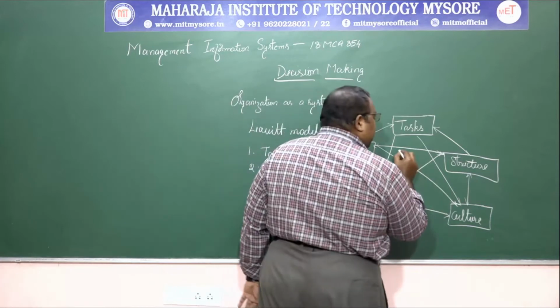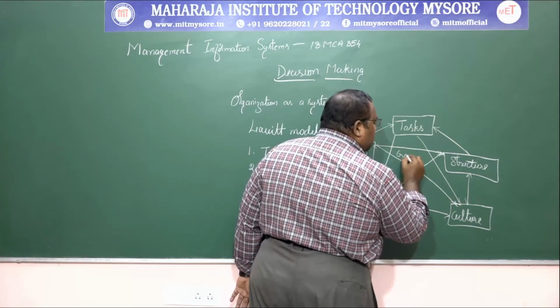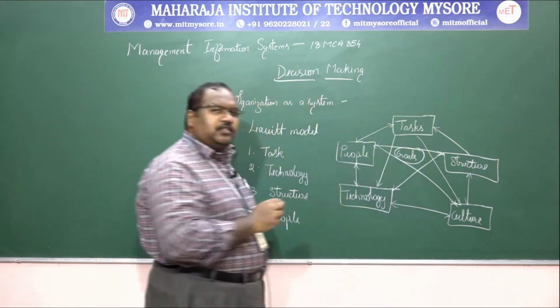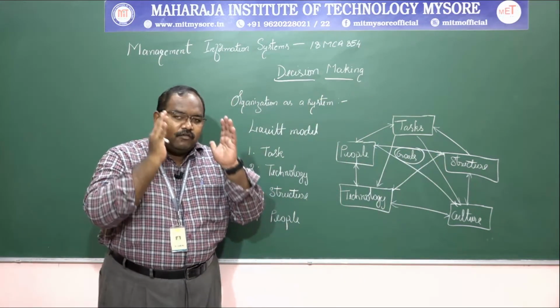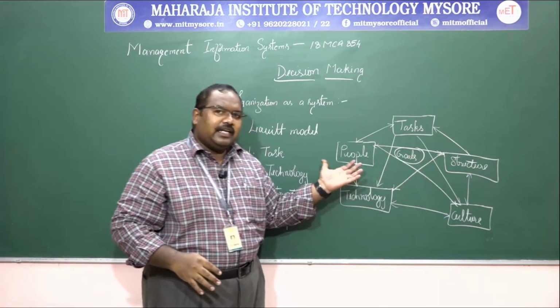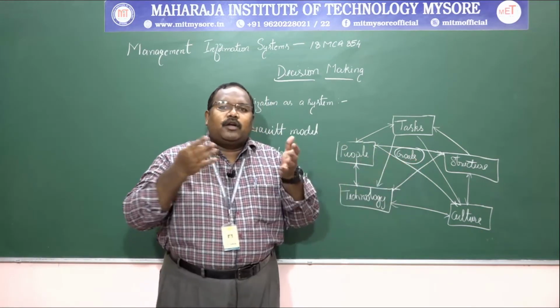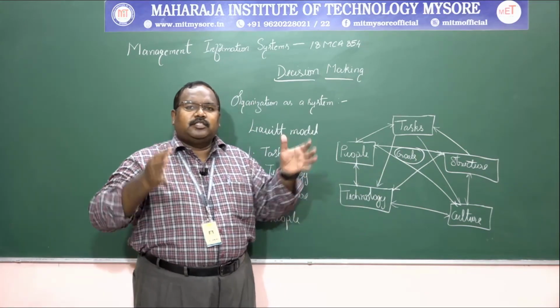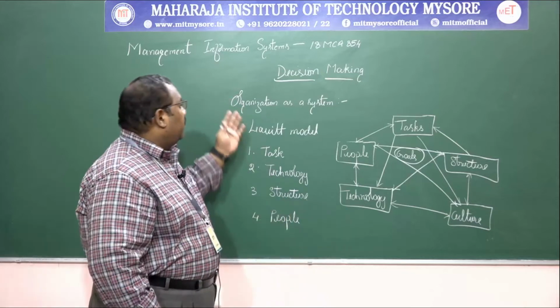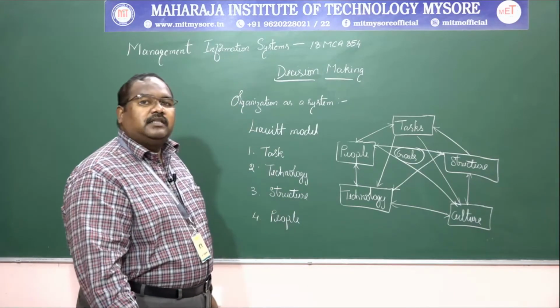Then we can say our goals are achieved in between. So goals are now focused as a centered point. Now when all these things are interlinked, we can see our goals or objectives are totally centered in the system. Now that is what we look into, the organization as a system.